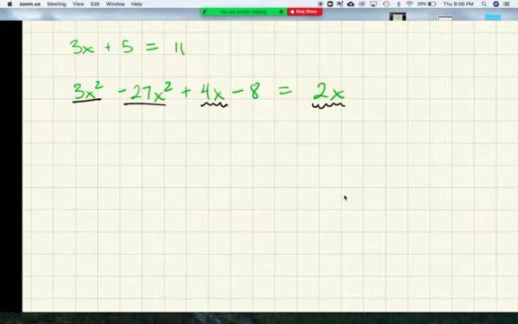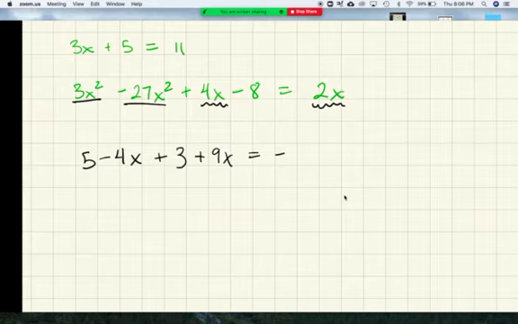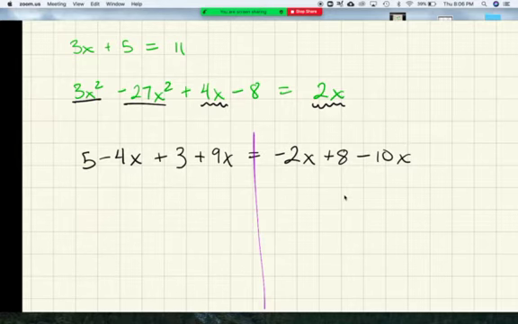So I imagine some equation that they'll give you is like 5 minus 4x plus 3 plus 9x equals negative 2x plus 8 minus 10x. Okay, so the like terms, that's the first thing I'm going to do. I'm going to identify the like terms on either side. So on the left side, I have a 5 and a 3. They don't have any variable, so those are like terms.